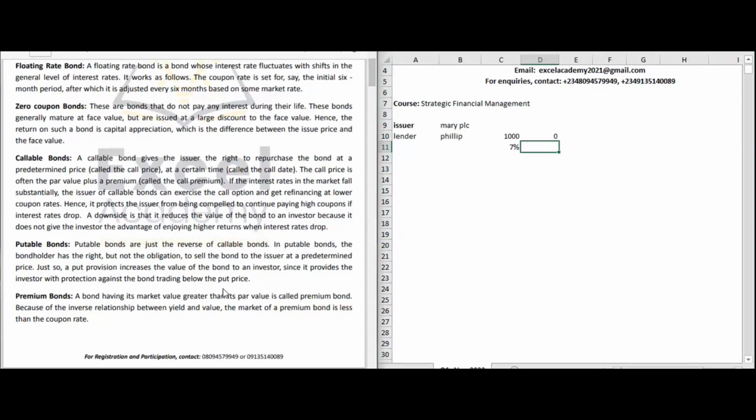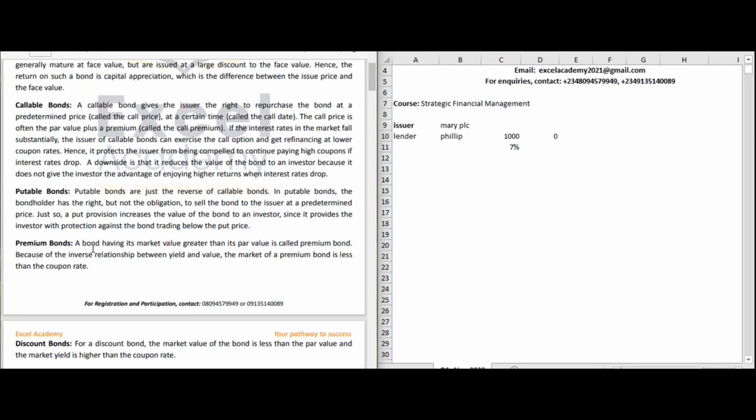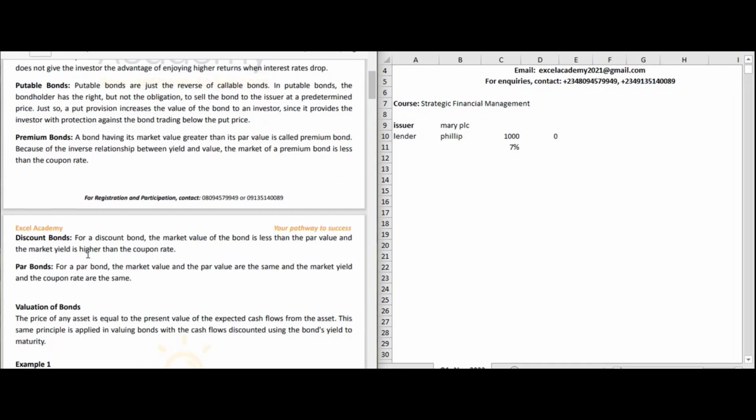So we have premium bonds. A premium bond has its market value greater than its par value. So when the market value of a bond is greater than the par value, it is a premium bond. Exactly the opposite is a discount bond. Then we have par bonds. For par bonds, the market value is the same as the par value.